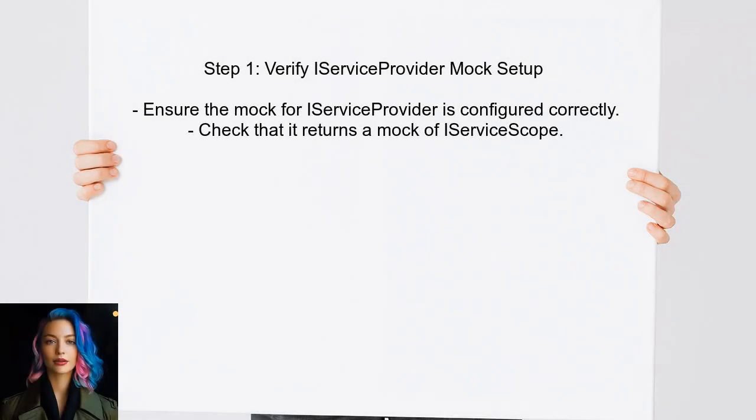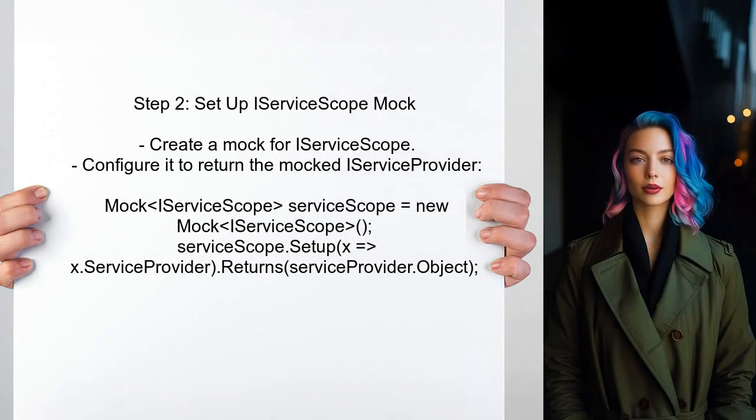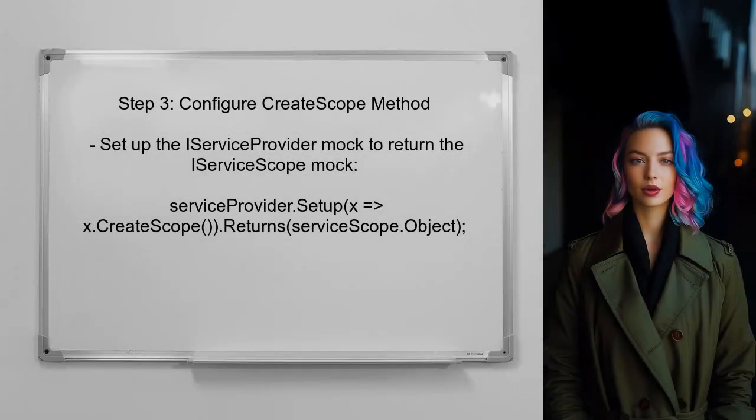To address the user's issue, we need to ensure that the Moq setup for the IServiceProvider is correct. First, the user should verify that the Moq for IServiceProvider is properly configured to return a Moq of IServiceScope. Next, the user should set up the Moq for IServiceScope. This Moq should return the mocked IServiceProvider when the service provider property is accessed. Now, the user needs to ensure that the IServiceProvider Moq is set up to return the IServiceScope Moq when CreateScope is called. This is crucial for the repository to function correctly.